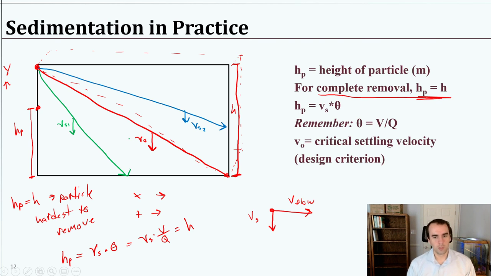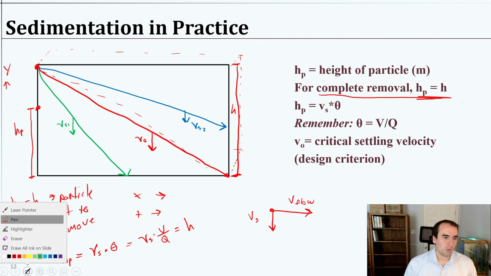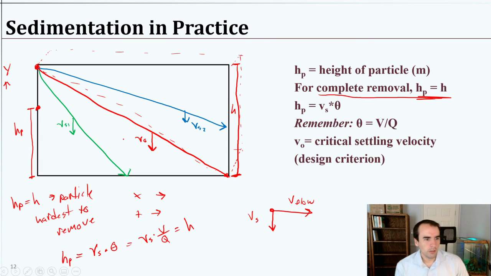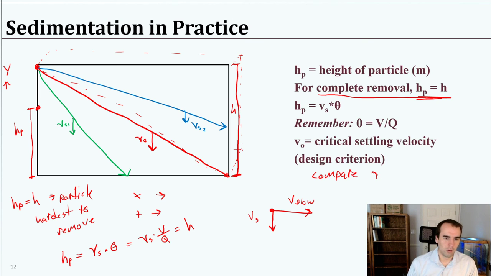Okay, so depending on what particle we have, we can see that some of them will settle and some of them may not settle based on that velocity. And so what we're going to do is compare our settling velocity that we observe to the critical settling velocity, which is the exact downward velocity that would cause a particle to be completely removed. It's the minimum velocity required. So as we can see here, in the way I've drawn it, VS1 is faster than V naught, which is faster than VS2.